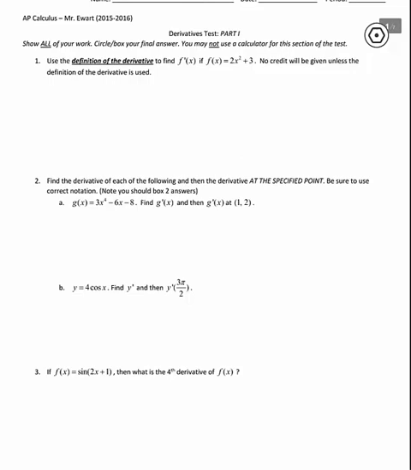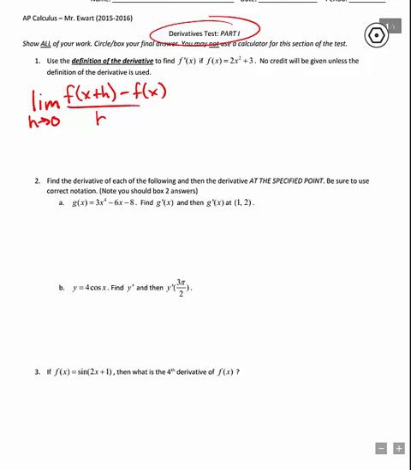Alright, this is the derivatives test part 1 solutions. The first question we see is the definition of the derivative. So we have to remember that's the limit as h approaches 0 of f of x plus h minus f of x, all divided by h. And we have f of x right here.